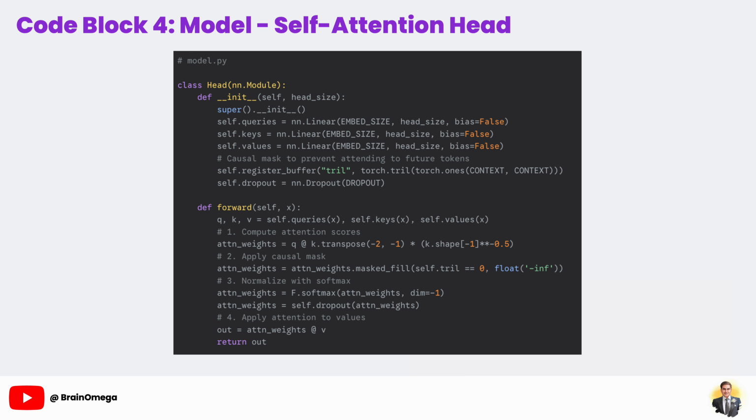Finally, after a softmax to normalize the scores, we use these attention weights to create a weighted sum of all the value vectors. The result is a new, improved vector for each token that is now enriched with context from all the other tokens it paid attention to.